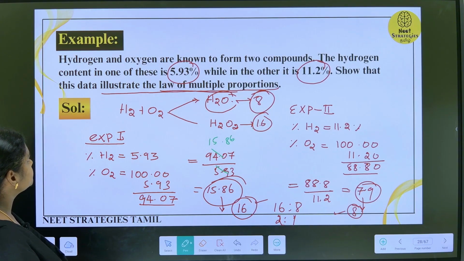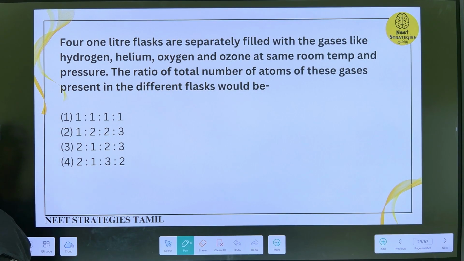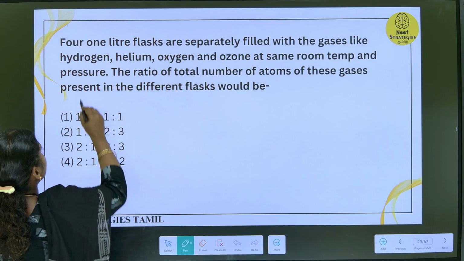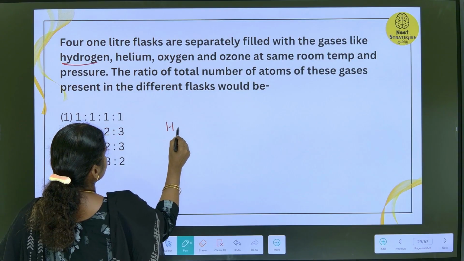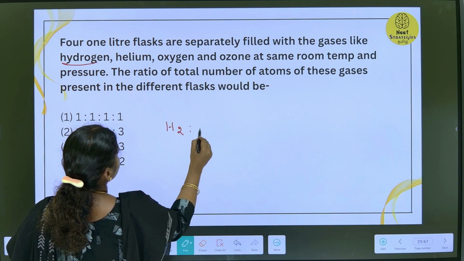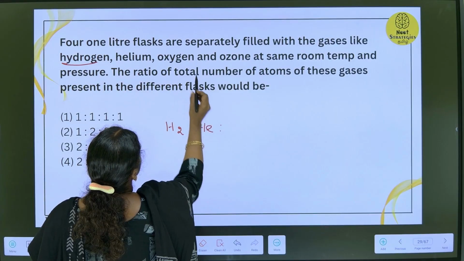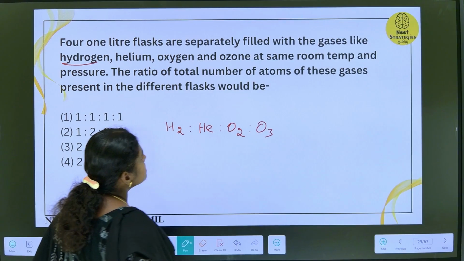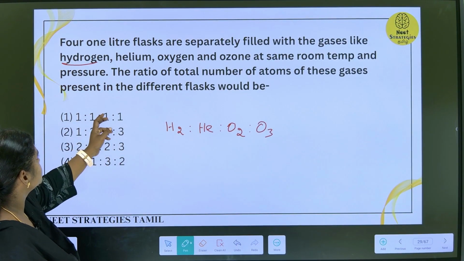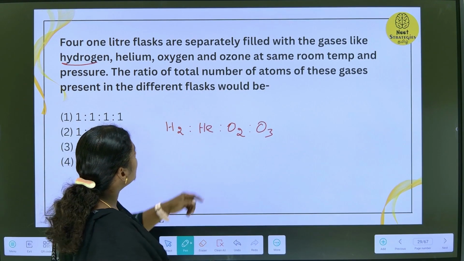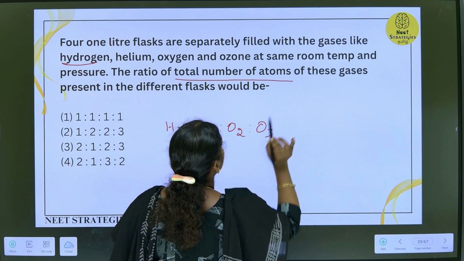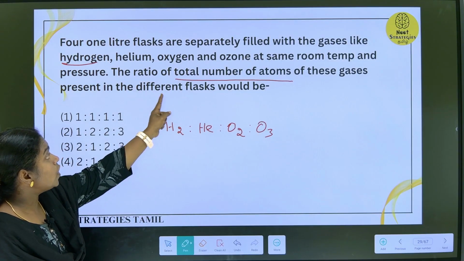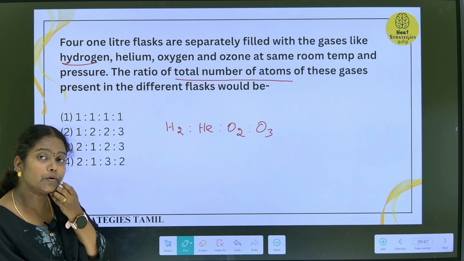Next one, look. Four 1 liter flasks are separately filled with the gases. What have we filled? Hydrogen gas, helium, then oxygen and ozone. At the same room temperature and pressure, the ratio of total number of atoms of these gases present in the different flasks. Okay, total number of atoms. What are they asking? Total number of atoms.